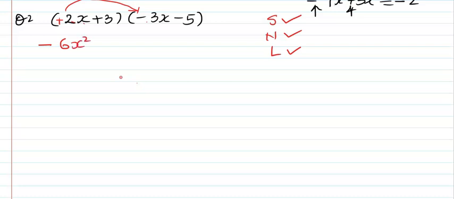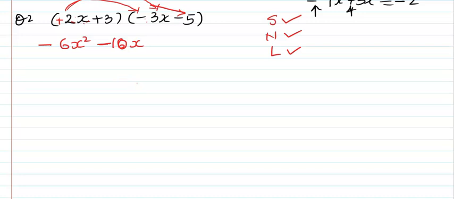Now plus 2x is going to multiply with minus 3x. So the sign plus and minus becomes minus. 2 times 3 is 6, and x times x is, sorry, plus 2x, my fault. Plus and minus becomes minus, we are multiplying here with minus 5. So plus and minus becomes minus. 2 times 5 is 10, and only one letter is there, that is x, right? Is that okay? Yeah. Okay.